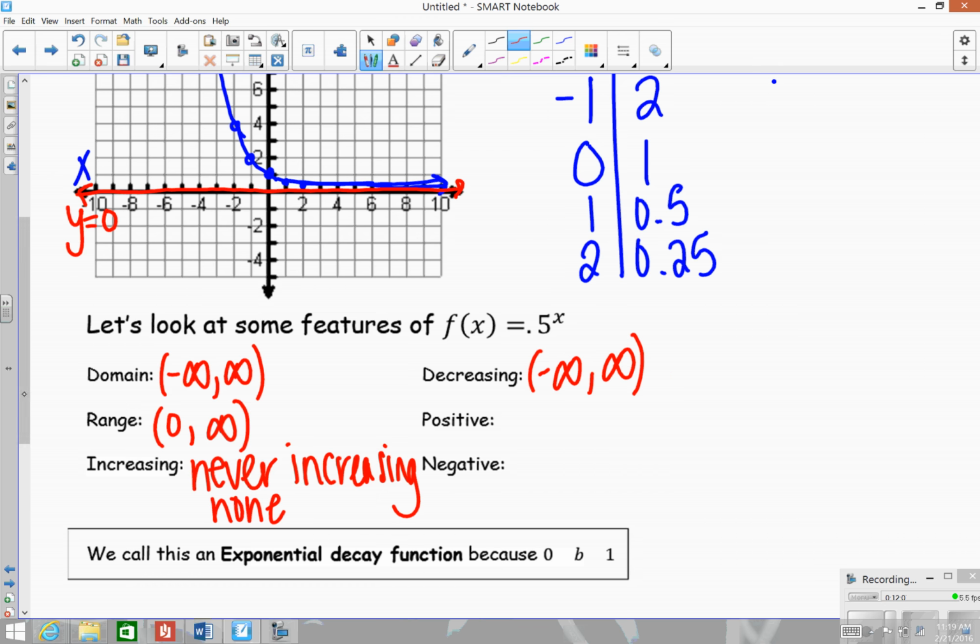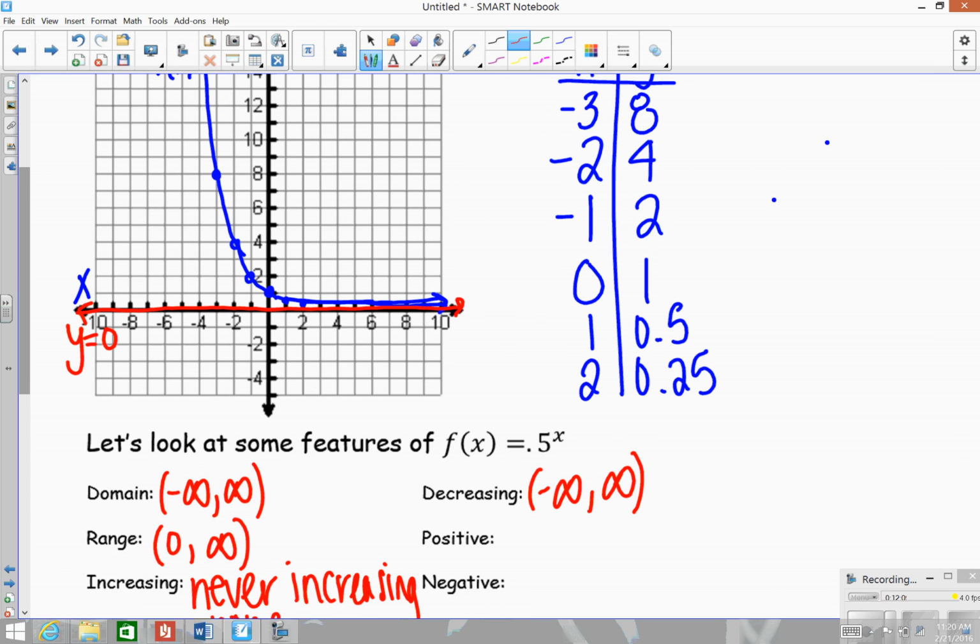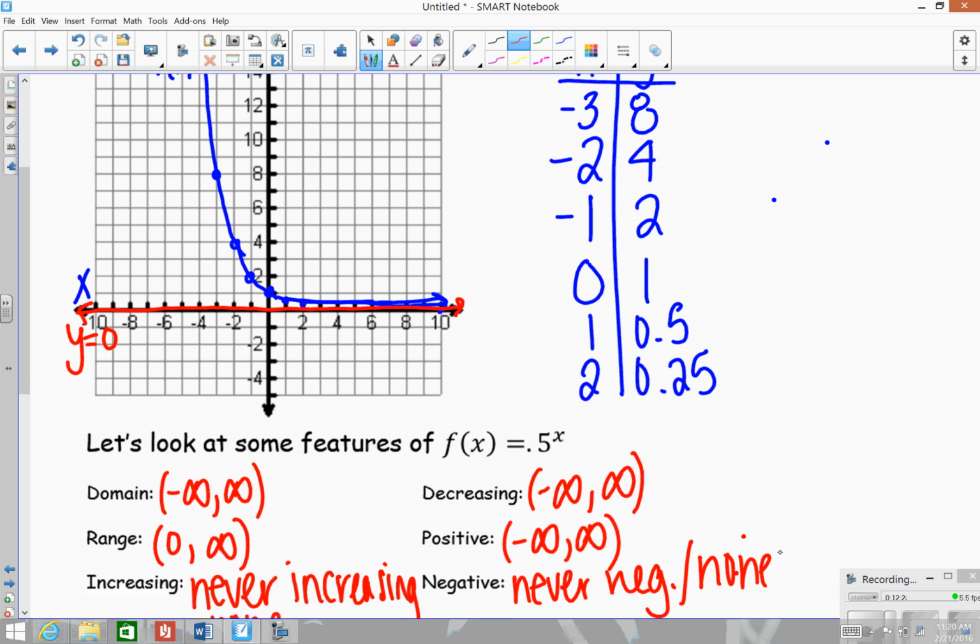And then positive, well, this graph is still always going to be positive because it's never going to cross this asymptote. So from negative infinity to positive infinity, your whole x-axis, the y values are always positive. Negative, it's never negative. So there's no intervals to state.